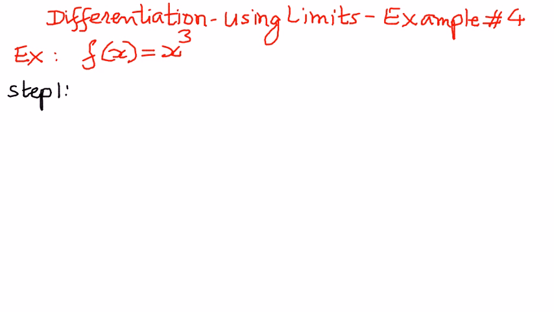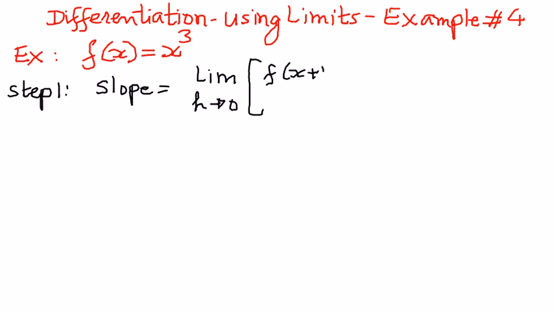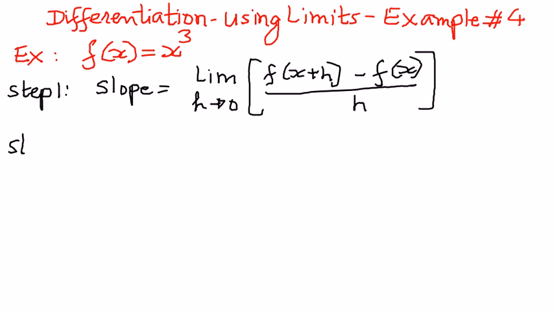As a first step, we're going to write the formula down. The slope of the function, or the derivative of this function, we can write out in terms of limits as the limit as h approaches 0 of f of x plus h minus f of x, this whole thing divided by h. And in the second step, we're going to substitute the given function in here as follows.